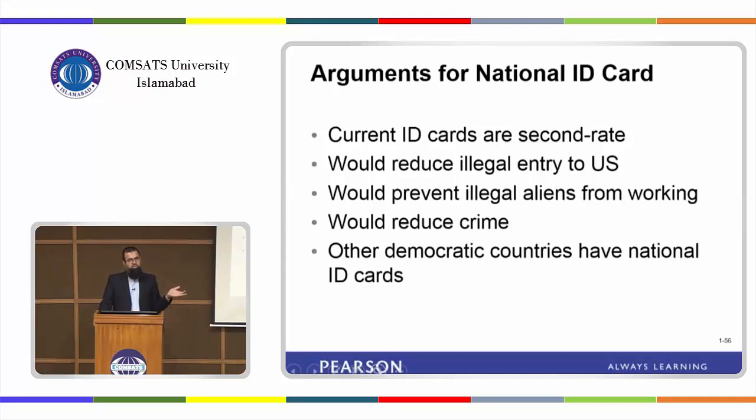So the argument for the national ID card is that if someone has the ID card, then it is easy to identify, and we can stop people from entering the US illegally. Because in this case you need to provide your identity, so if you have your ID card, you can use it to stop illegal workers in the US. And they think that this is a way to reduce crime, because if you have a unique identification number, it will be easy to identify people. And obviously many countries have this national ID card, like I told, and we have a national ID card.